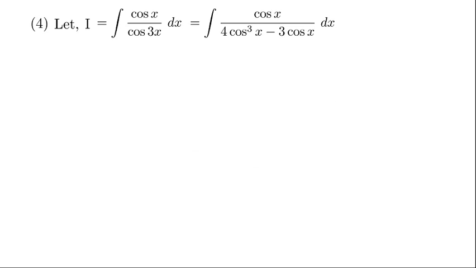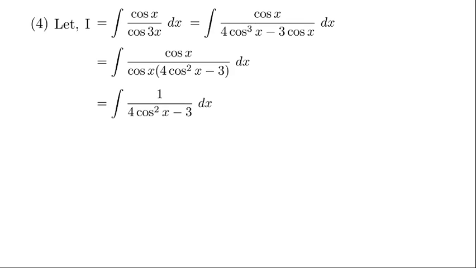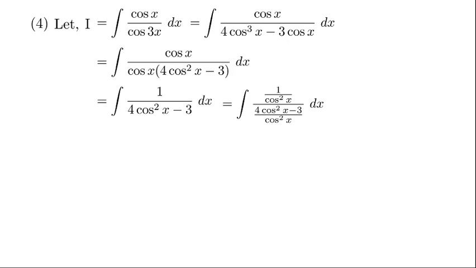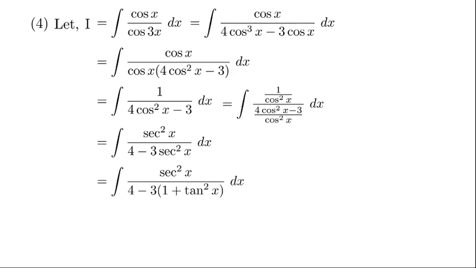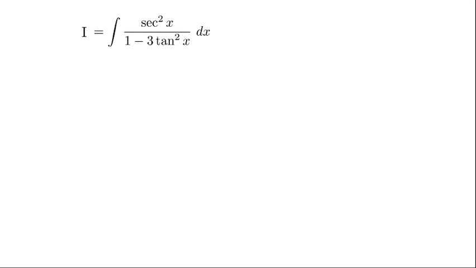Now from the denominator we take cos x out. And on simplification it gives you integration of 1 upon 4 cos square x minus 3. And now divide numerator and denominator by cos square x. So that reduces to sec square x upon 4 minus 3 sec square x. Now in the denominator sec square x replace it by 1 plus tan square x and take that minus 3 inside the bracket. So it gives you integration of sec square x upon 1 minus 3 tan square x.